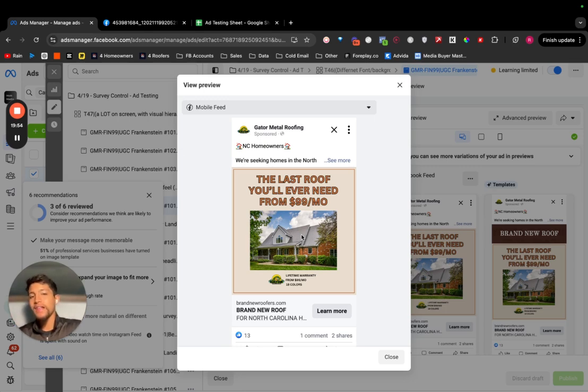And then with the headline, I'd like to test some different things. For this company, they're doing metal roofs. So I'd want to say a metal roof from $99 a month, so that we can see if it's the $99 a month or it's the last roof you'll ever need.